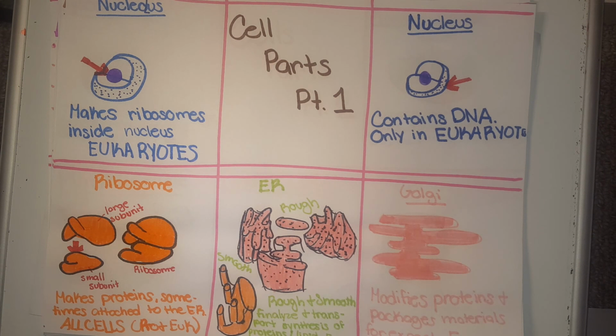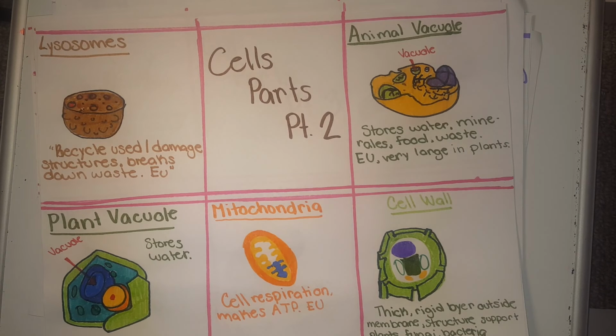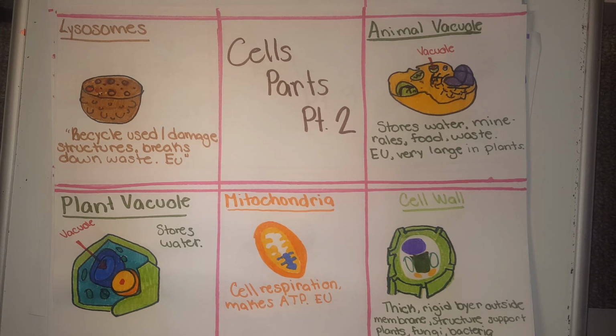The ER, or the endoplasmic reticulum, has a rough and smooth side to it. They finalize and transport synthesis of protein and lipids, and they are found in the eukaryotic. The Golgi modifies proteins and packages materials for export. They're found in eukaryotic. Lysosomes recycle used or damaged structures, and they break down waste.